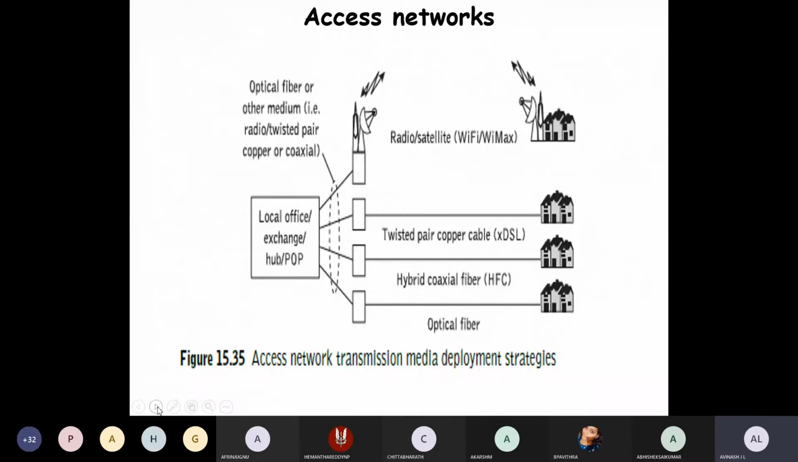You can see the access network transmission media deployment strategies. Optical fiber or other medium, then your local exchange hub. It is something like the connection, connecting to the various things. The access network includes twisted pair copper cable, hybrid coaxial fiber, and optical fiber. All these things come under the access network.